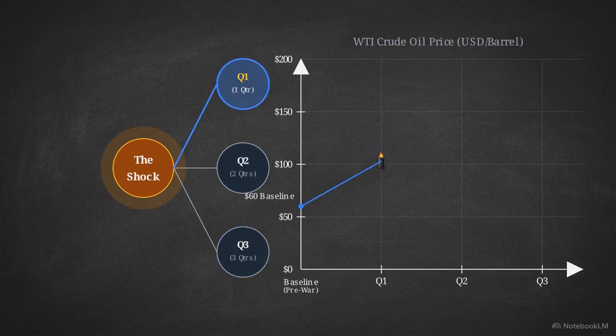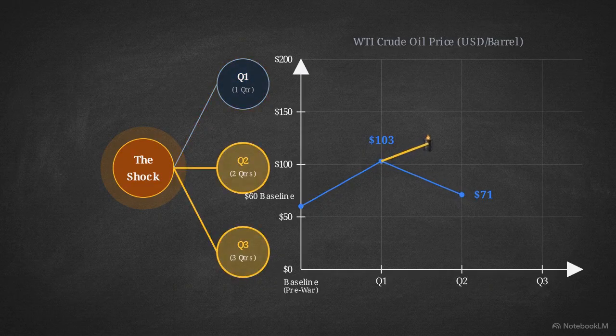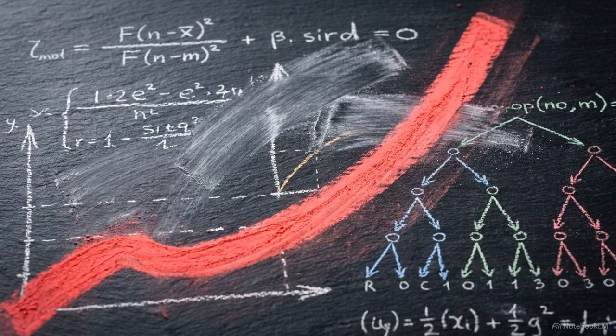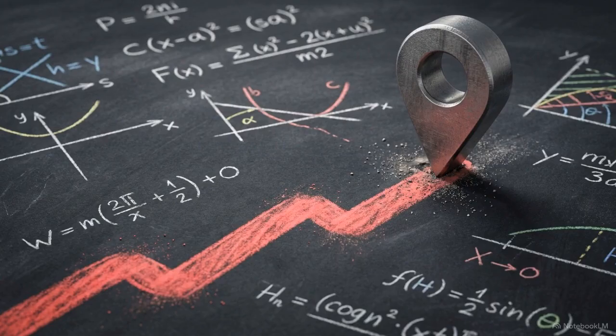A 1-quarter closure spikes the WTI price to $103, dropping to $71. A 3-quarter closure compounds the pressure, climbing to $132 and peaking at an extreme $167. This divergence demonstrates that the relationship between the duration of the outage and the price of oil is intensely nonlinear. The DSGE must map these specific trajectories before any domestic inflation analysis can begin.